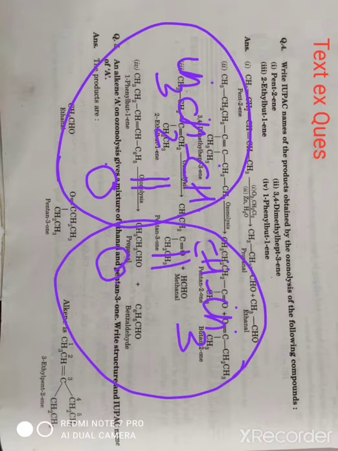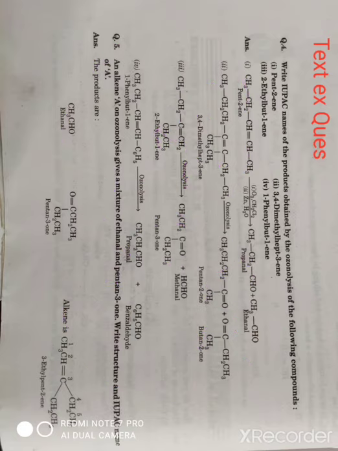Now the next example I will write in the same manner, that is 3,4 dimethyl hept-3-ene. So we'll be making the structure. This is the structure for 3,4 dimethyl hept-3-ene. Now how I told you, you have to make the product very easily.